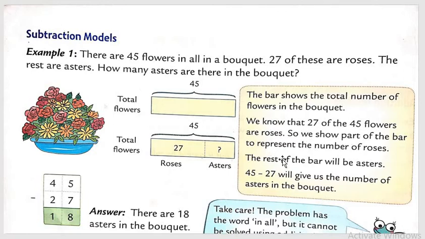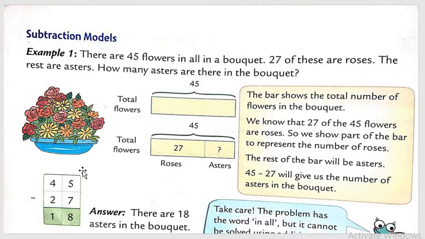We know that 27 of the 45 flowers are roses, so we show part of the bar to represent the number of roses. Got my point, all students? The rest of the bar will be asters. 45 minus 27 will give us the number of asters in the bouquet.